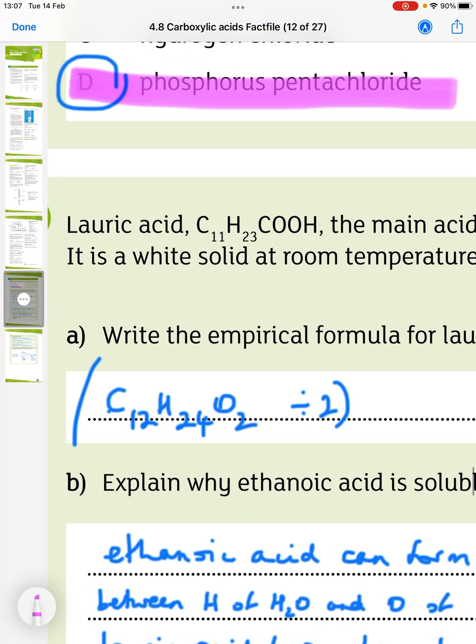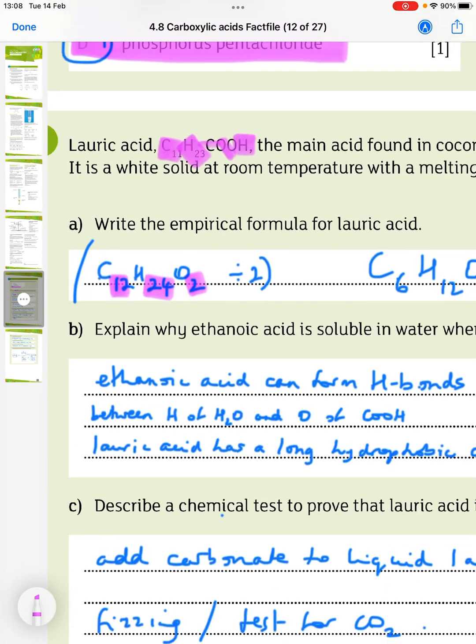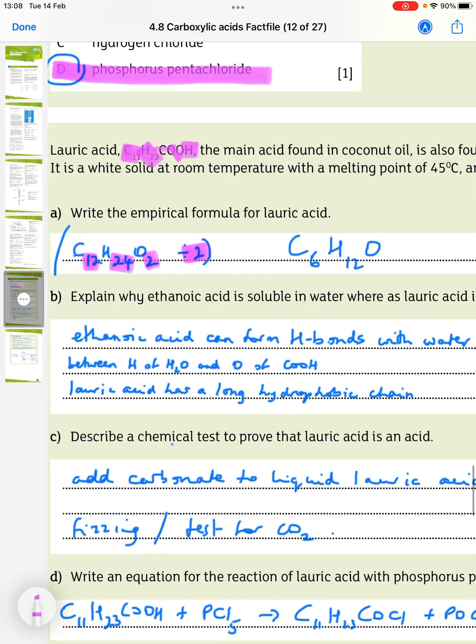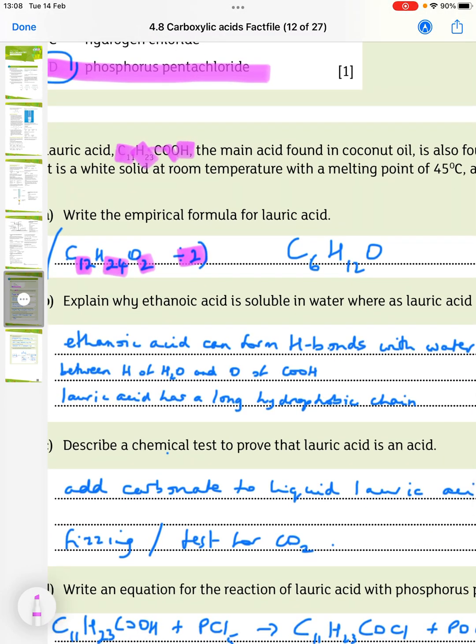So if we look at this, you see there are 11 carbons and another one is 12, and then 23 and one is 24, and then we have 2 oxygens. So the molecular formula is C12H24O2. Now, because those are all even numbers, we can divide by 2. That gives us the empirical formula, or the simplest ratio for the elements in the compound, which is C6H12O.